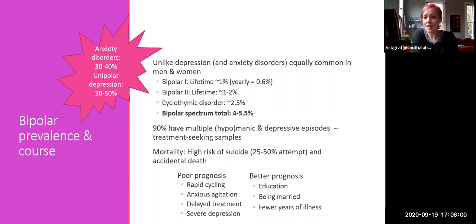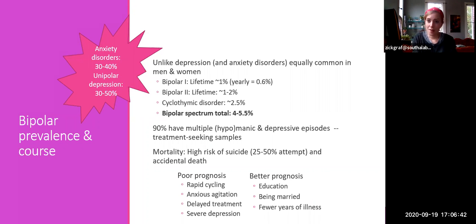So anyway, let's just say that the majority of people, almost 100%, 90%, who have a manic episode will have a future manic or depressive episode. And that same population has a very, very high mortality rate, largely with suicide. So between 25 and 50% of people with these diagnoses attempt suicide. That doesn't mean that many people die from suicide, because the majority of suicide attempts don't end in death. But people with bipolar spectrum disorders also have a really high rate of accidental death, because again, they engage in reckless, impulsive behavior.